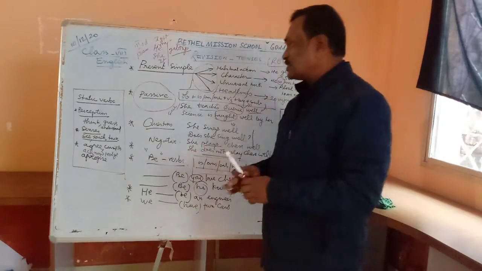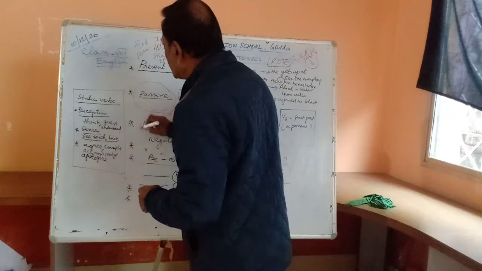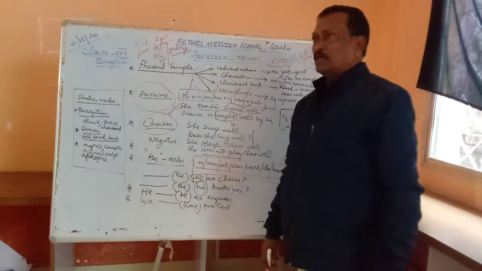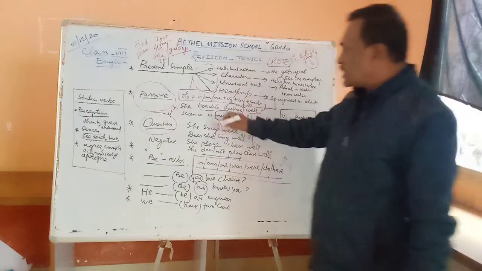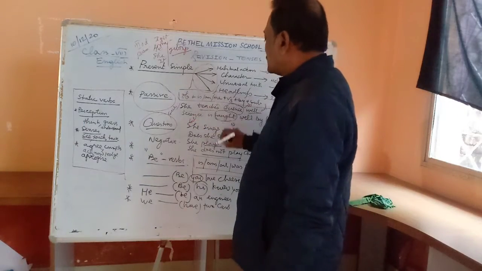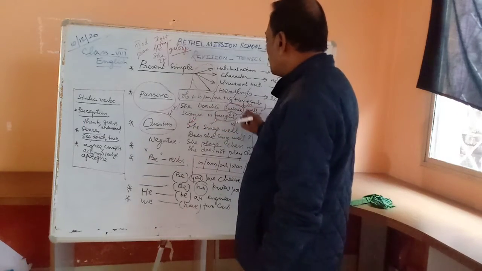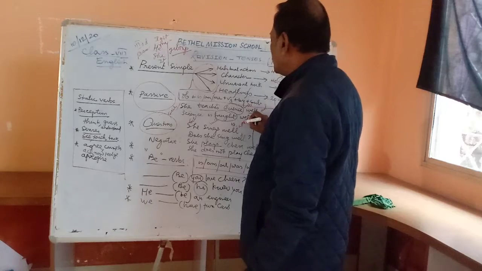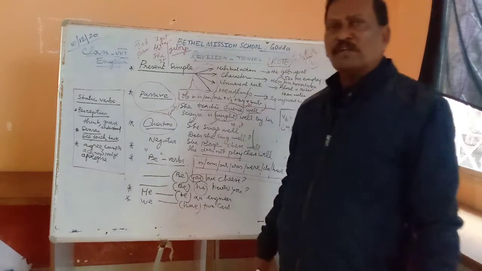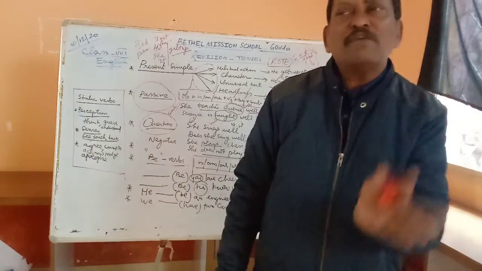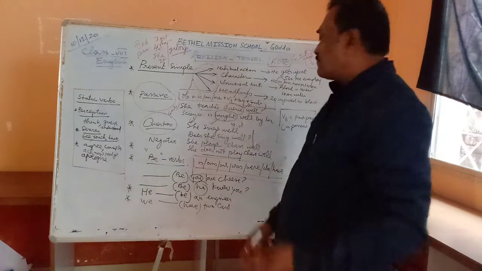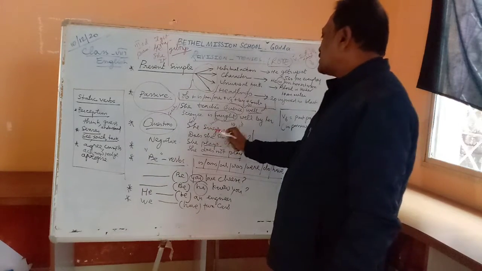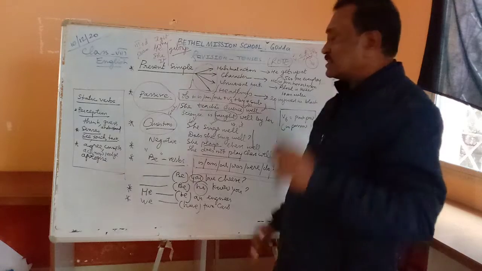Now, questions. How do you make questions in the present simple? You see, she sings well. She is the subject. Sings is the verb. And well is the adverb. What is an adverb? An adverb qualifies a verb. How a verb is performed. How some actions are performed. Okay. She sings well.